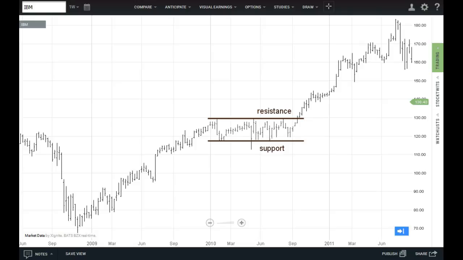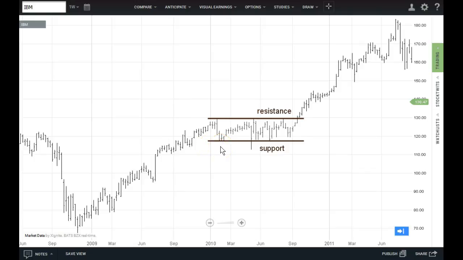So let's get right to the chart. And we can see in this chart of IBM starting in 2008, you can see a nice trend from bottom left to top right, but in the middle here in early 2010, IBM just flattened out and went nowhere. And you can see that over here at this price, approximately 130, a little reversal and a pullback.